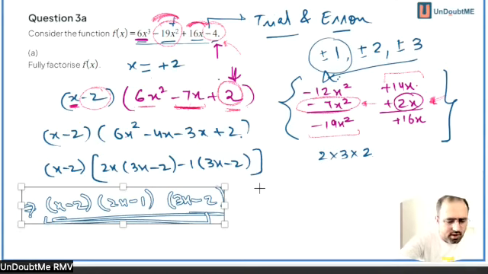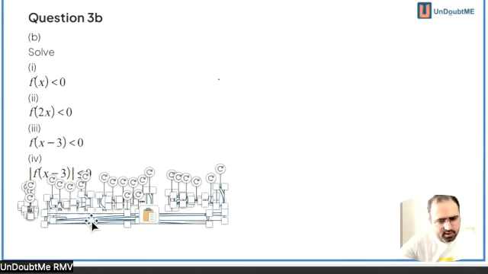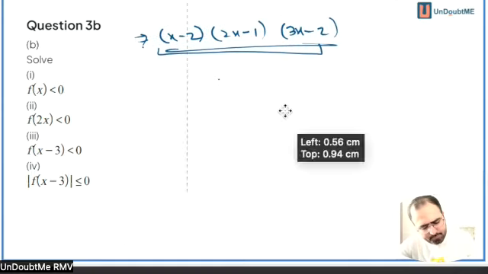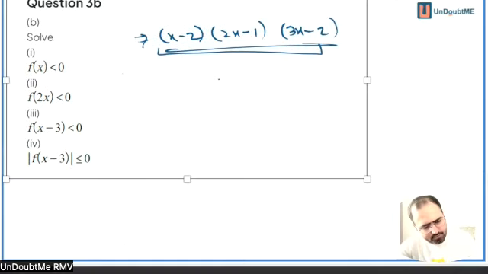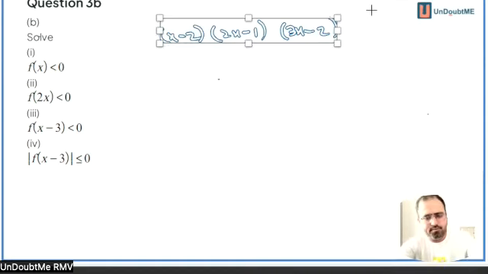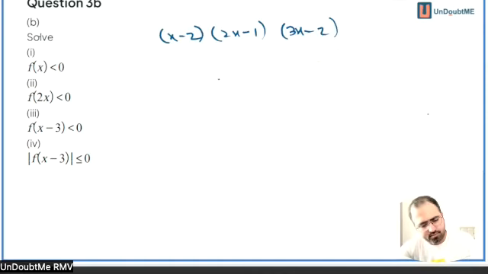Okay, now let us see how to solve inequality. Solve f(x) less than 0. f(x) means this thing less than 0. How do we solve it? Any one of you knows?